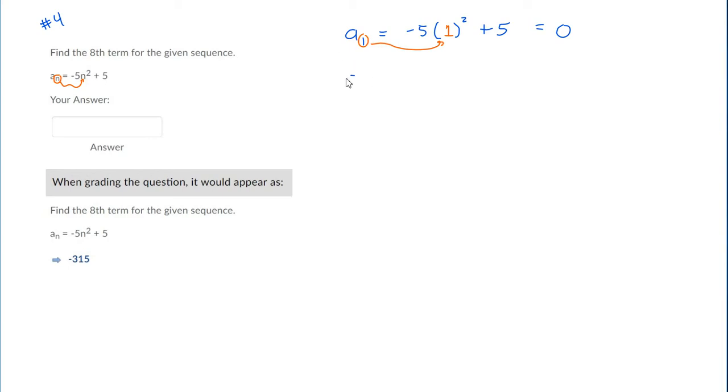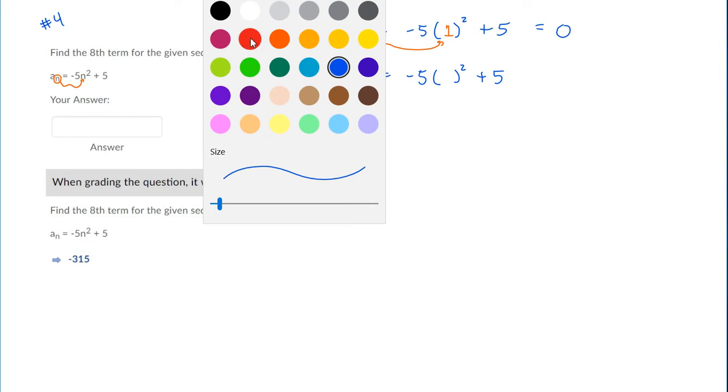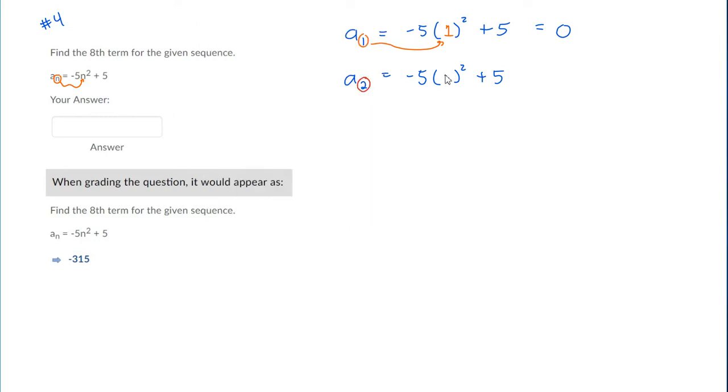Let's go to A2. So for A2, remember the formula is the same. -5 times the input squared, but the input is actually the index of the term, and plus 5. So in this case, my index is 2, so that becomes my input. And so 2 squared is 4, order of operations, exponents come first, right? Well, actually, parentheses is first, then exponents. So 4, and then multiplication and division, so 4 times negative 5 is negative 20. Negative 20 plus 5 would be negative 15, right?